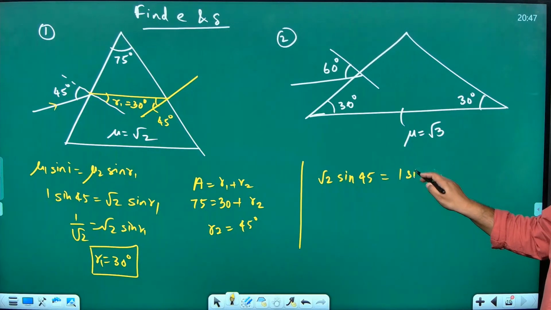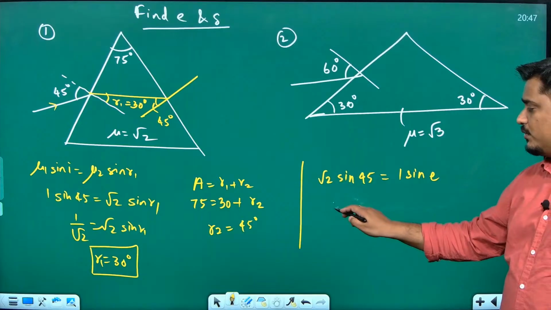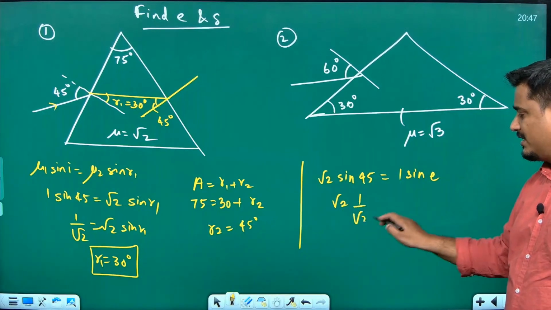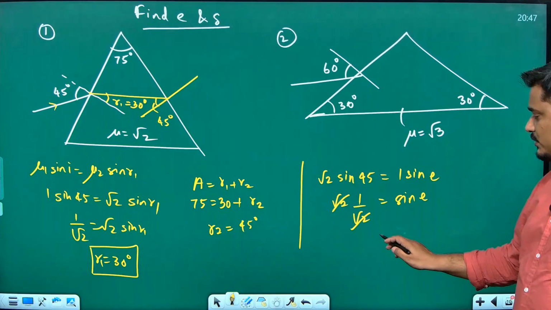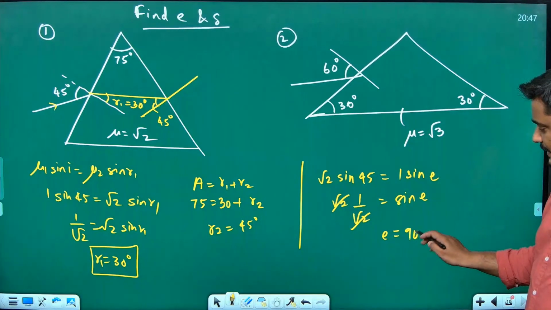1 into sine E. So root 2 into sine 45 is 1 by root 2, which is equal to sine E. So root 2 gets cancelled. So E will become equal to 90 degrees.